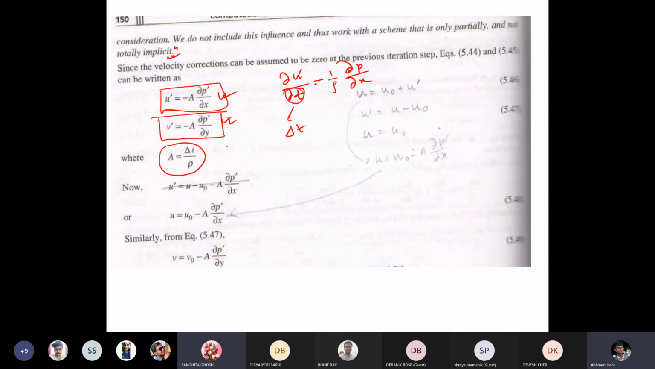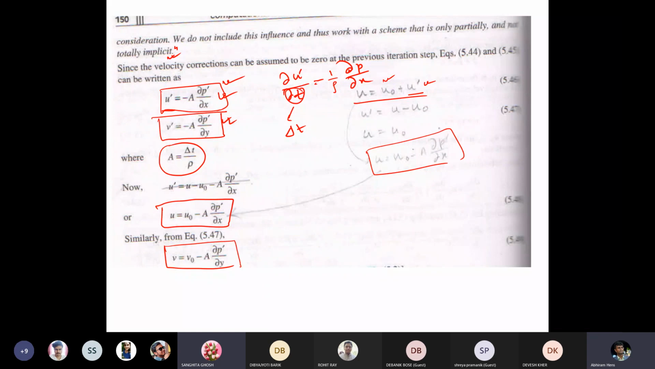Now again, from the very first definition, we know that we have defined the exact velocity u equal to the estimated velocity plus a correction term, u0 plus u dot. So we can write u dot as, from here also, u equal to u0 minus, instead of u dot, this minus a del p del x. That is shown here: u equals u0 minus a del p del x. This is just from the definition. Similarly, we can get for the v term, v0 minus a into del p del y.